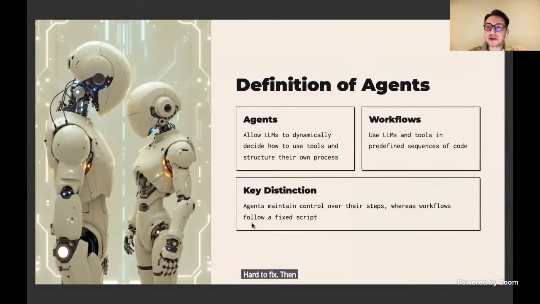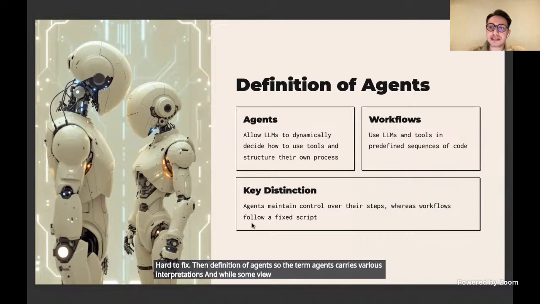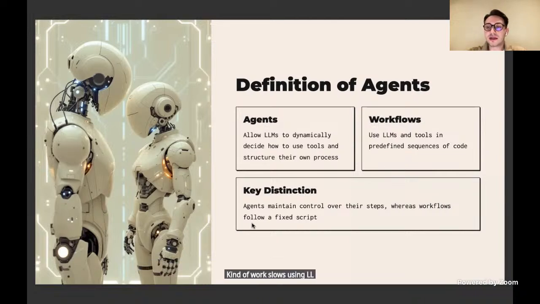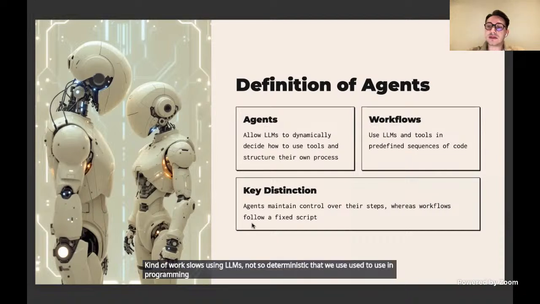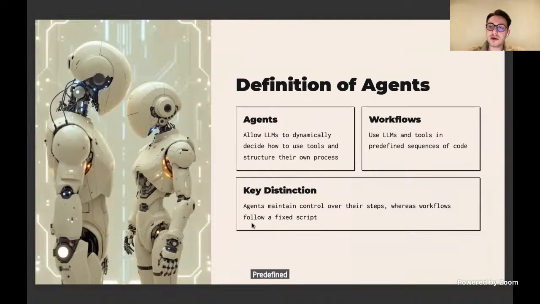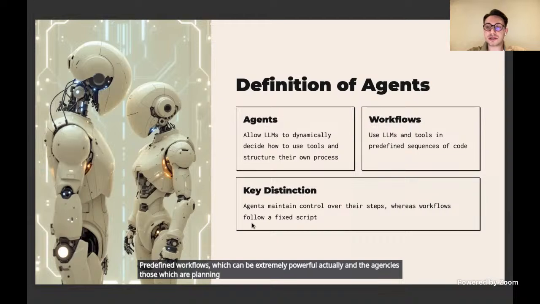Then, the definition of agents. The term agents carries various interpretations, and while some view agents as fully autonomous systems, others see them as just simple workflows using LLMs, not as deterministic as what we used to use in programming. These things we call agentic systems, and the agents are those which are making their own decisions. In agentic systems, there are predefined workflows, which can be extremely powerful, actually. And agents are those which are planning and making their own decisions. This differentiation helps in determining when a model can be a trusted autonomous tool and find its own path.